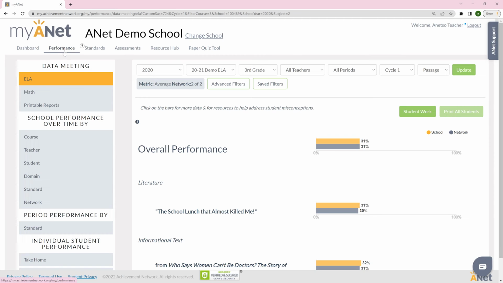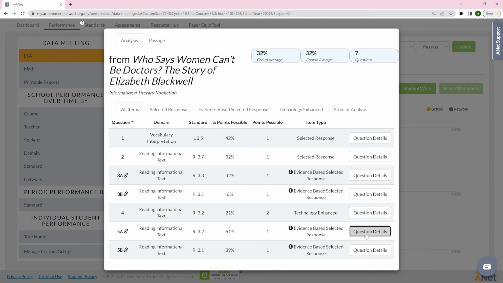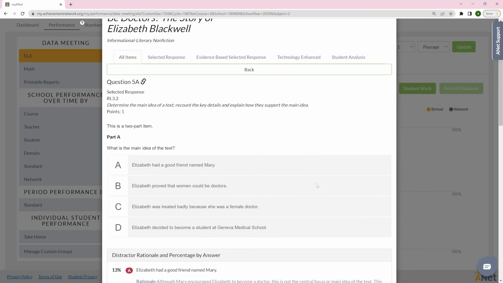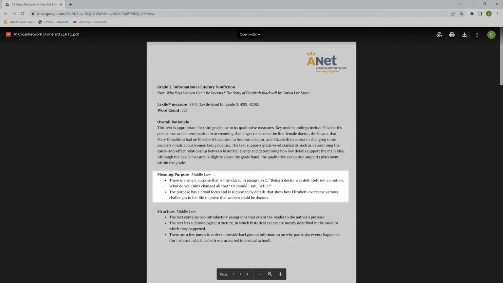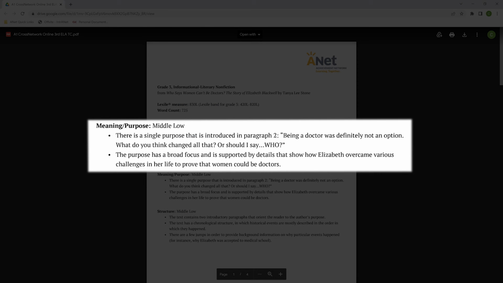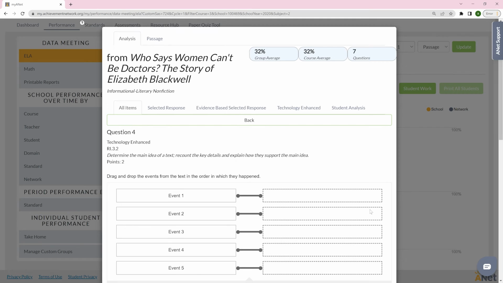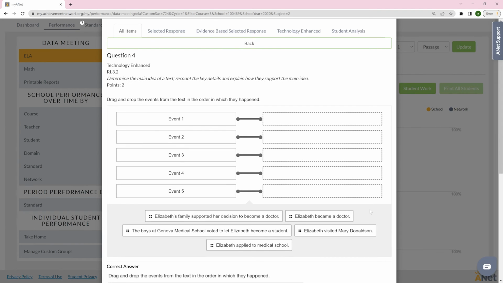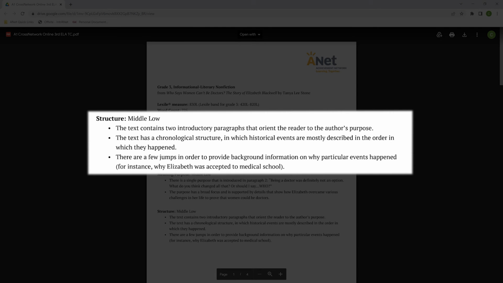Let's quickly check in on how your third graders did with this passage. It looks like your students did a great job identifying the main idea of the passage. This makes sense looking at our qualitative analysis because there is a single purpose introduced in the beginning of the text. On the other hand, students seem to struggle with question 4, requiring them to order the events of the passage. Yep, you remember from your analysis that while the passage was mostly chronological, there were a few jumps in the timeline to provide background.